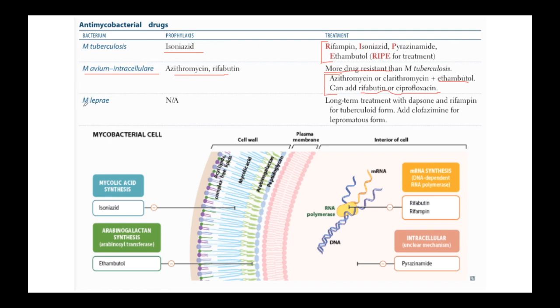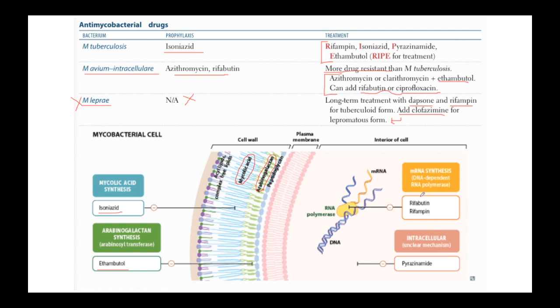And then Mycobacterium leprae, which I did not talk about today, does not have any prophylaxis treatment, but can be treated with dapsone and rifampin for the tuberculoid form, and you can add clofazimine for the lepromatous form. And since you're adding something, this guy's obviously the more serious of the two. And just so you can see where these guys work, isoniazid is going to work in the cell wall. It's going to affect mycolic acid synthesis. You have ethambutol also working in the cell wall, but in a different area.